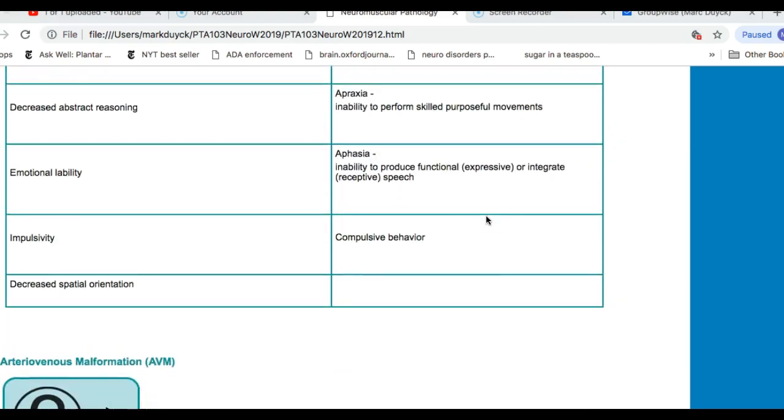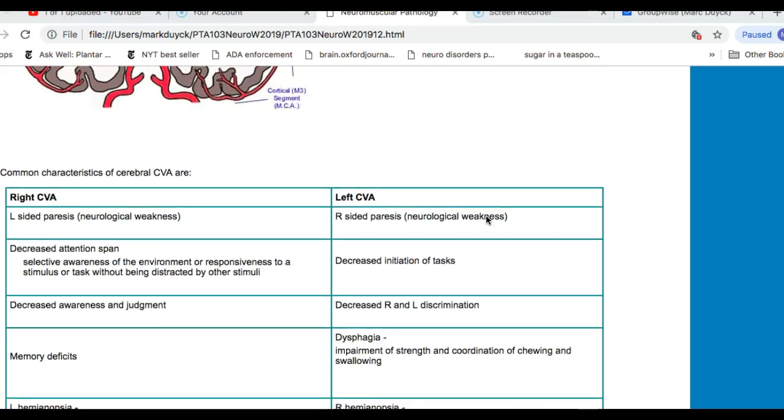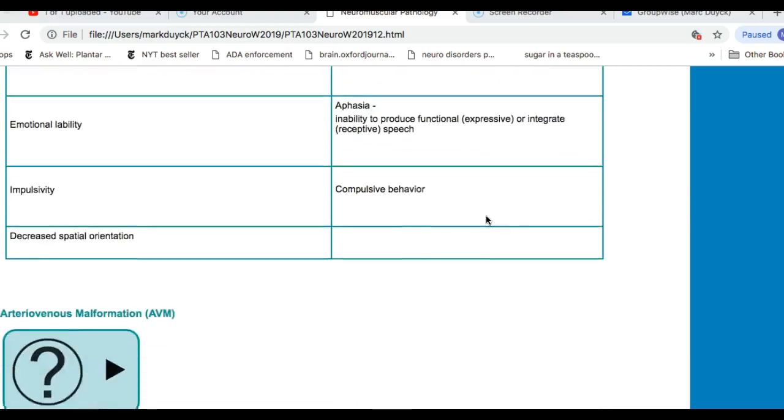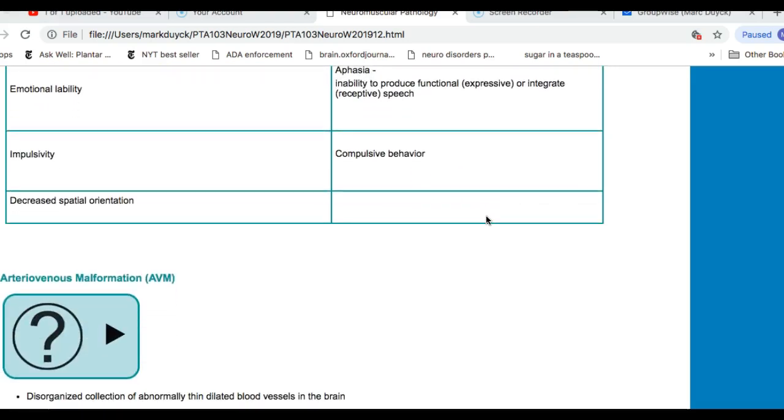And then apraxia is difficulty with purposeful movement. That includes brushing teeth, combing hair, and that inability to get that comb to the spot that you want to comb hair, for example. Inability to produce functional or purposeful speech can be a problem with individuals with a stroke with the right side involved, and compulsive behavior.